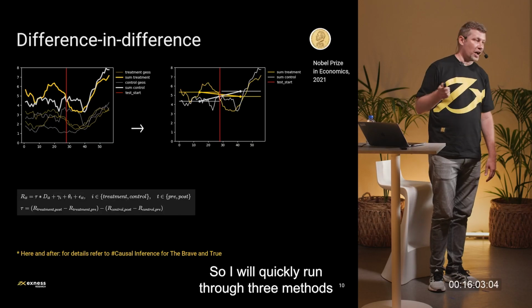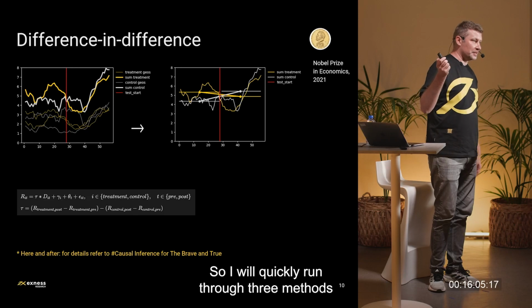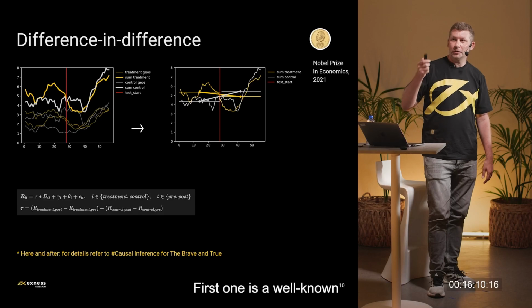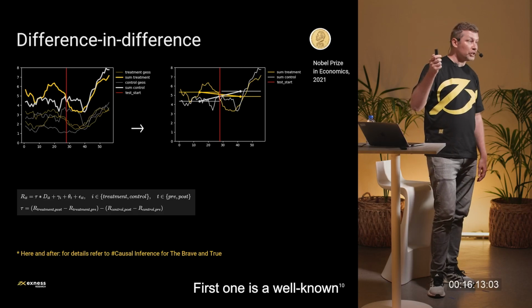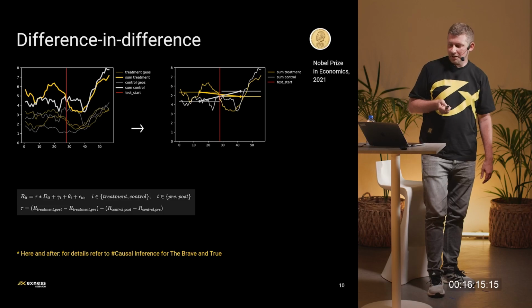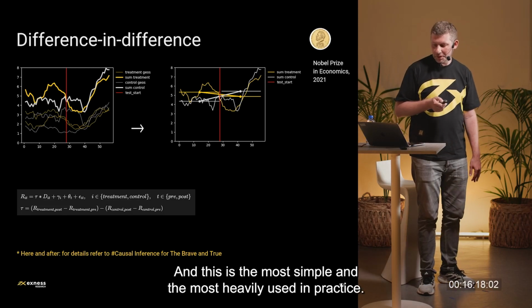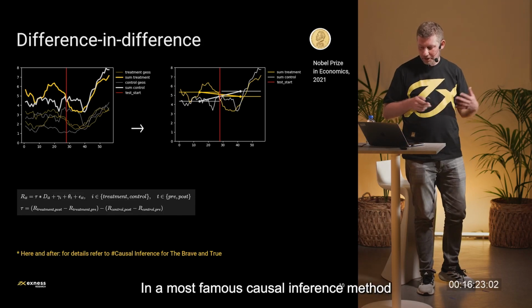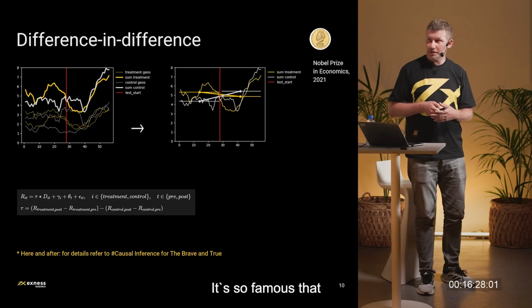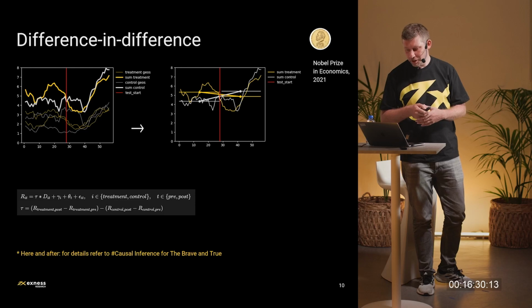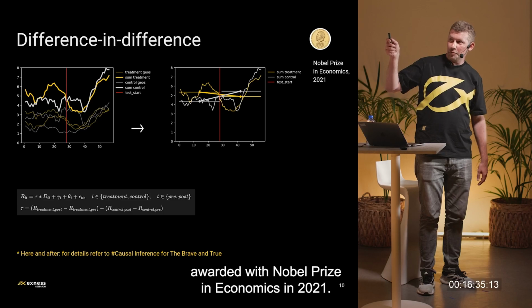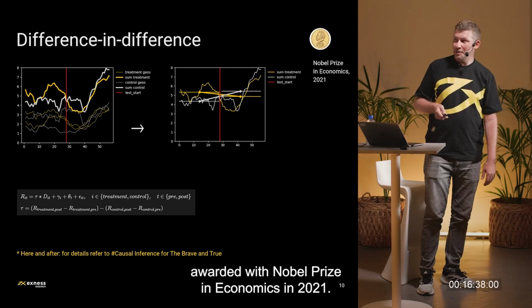And so I will quickly run through the three methods mentioned on the first slide. The first one is the well-known difference in difference. This is the simplest and the most heavily used in practice of the famous causal inference methods. It's so famous that the authors of these methods were awarded the Nobel Prize in economics in 2021.